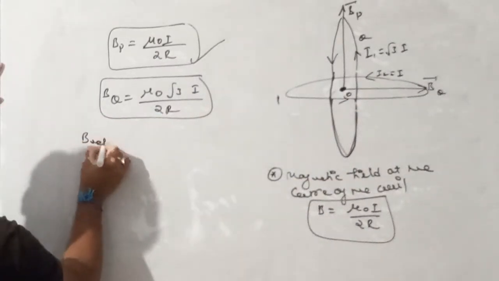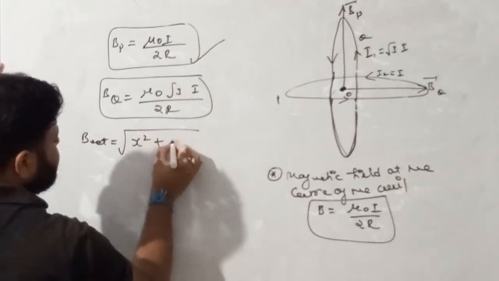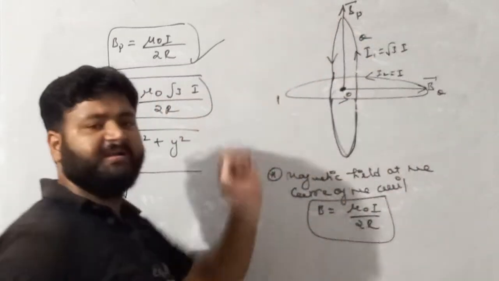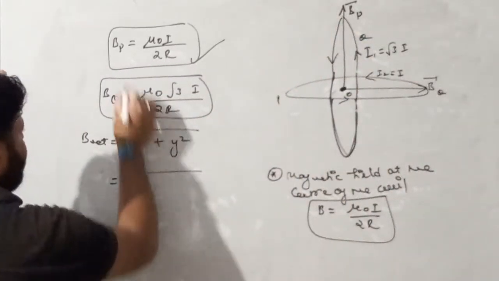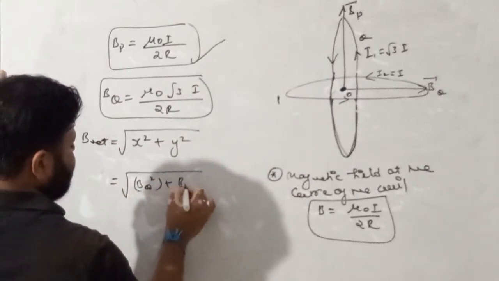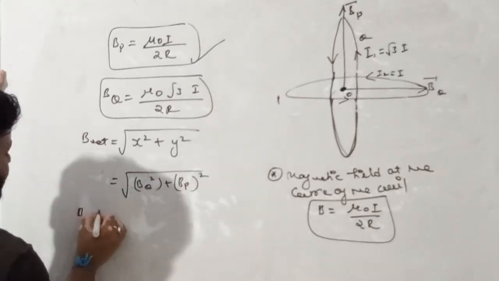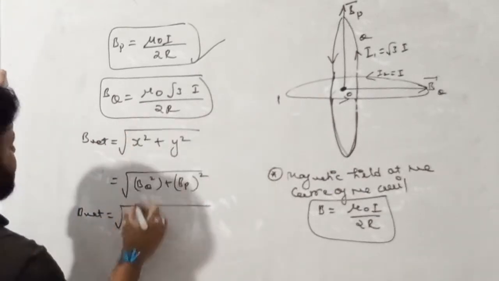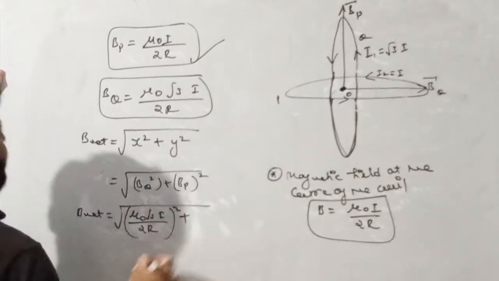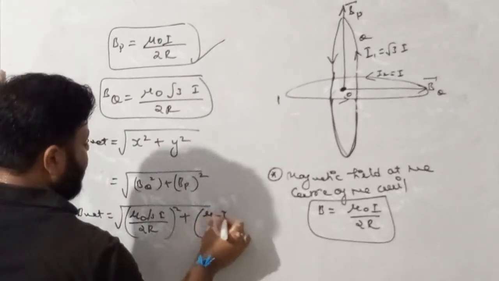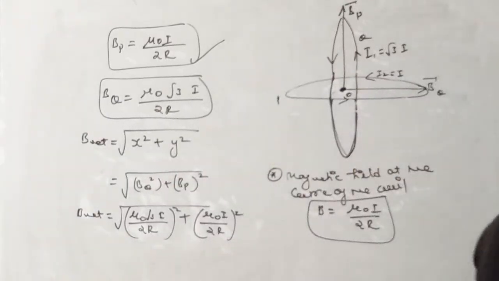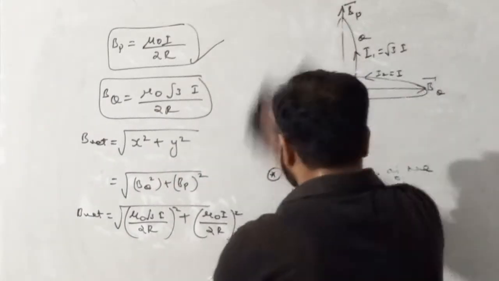So the net magnetic field is, the formula is under root x square plus y square, meaning magnetic field along x-axis plus magnetic field along y-axis. So we can write along the x-axis the magnetic field is nothing but B_Q square plus B_P square. So B net becomes equal to under root of mu naught root 3 I by 2R and its square plus mu naught I upon 2R and its square. So just try to solve, my dear student. Let's see what we get, just check it out.